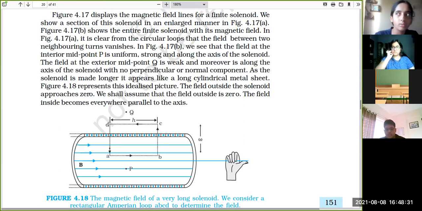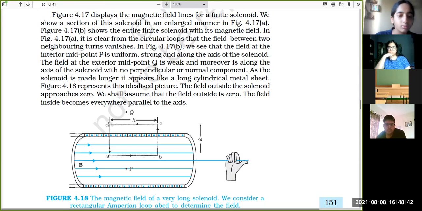Right to left. Right. Length vector left to right. Sorry, left to right. Yeah, left to right. Field is also left to right. Okay. So if you do integral B dot dl of this, you will get the length is h, right?